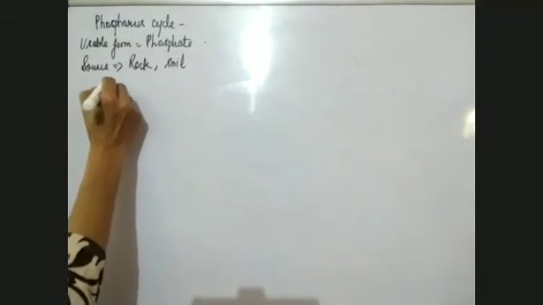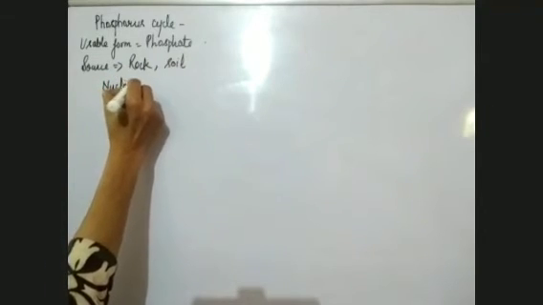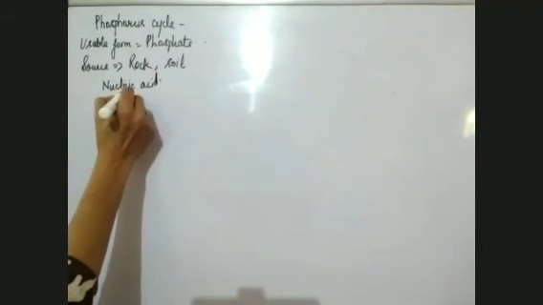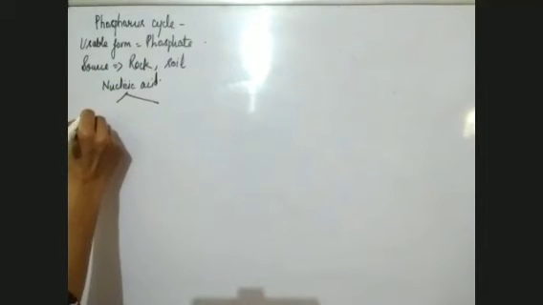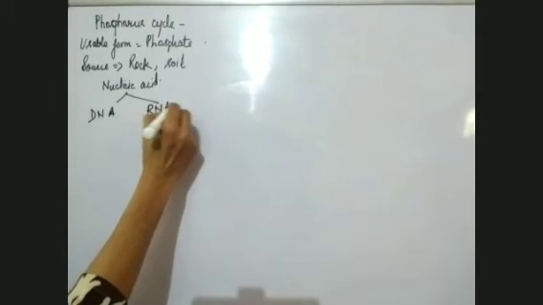Besides this, inside the cell, nucleic acid, that means DNA and RNA, has phosphorus, if you remember. The central part is formed by the nitrogenous bases, and the sides of the DNA coil are formed by sugar and phosphate. So phosphorus is present in DNA as well as in RNA.